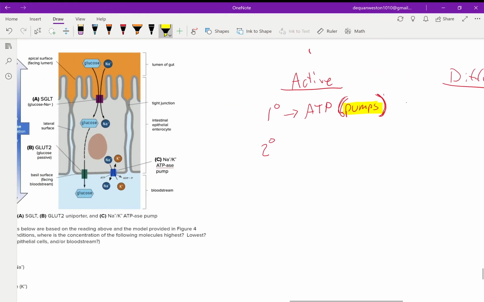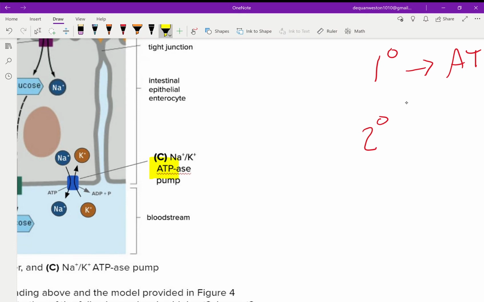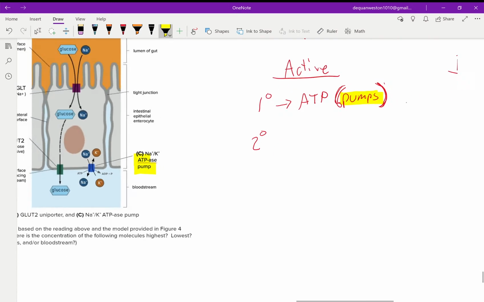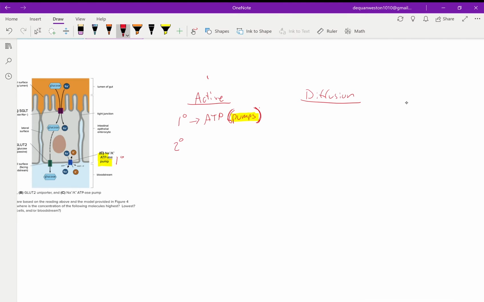So if we go over to this picture down here, we can see this has ATP and it's a pump. So we know that that's primary. We will mark this as primary for now. And let's talk about secondary.